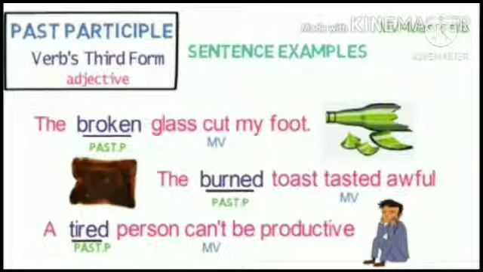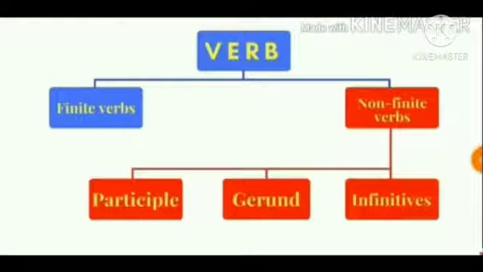So let us once again revise that verbs are divided into two parts, that are finite and non-finite verbs, and non-finite verbs are further divided into participles, gerund and infinitives. Participles are of two types: present participles and past participles. For gerund, we add ing, and for infinitives we add to before the base form of the verb.